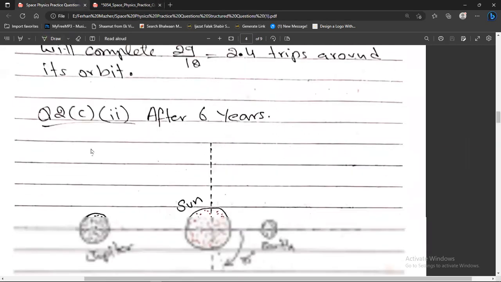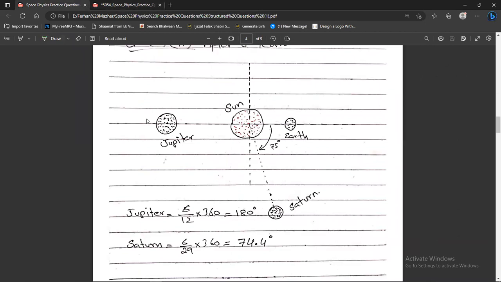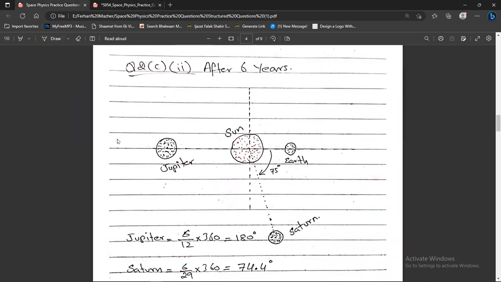So let me show you my answer, and I have also shown some working with it. After 6 years, the Earth will be on the same position, because in 6 years it would have completed 6 rotations. Jupiter takes 12 years to complete one revolution about the sun, so it will be 6 by 12 multiplied by 360, which becomes 180 degrees. So Jupiter, which was here, after 6 years will be here. It has moved 180 degrees.